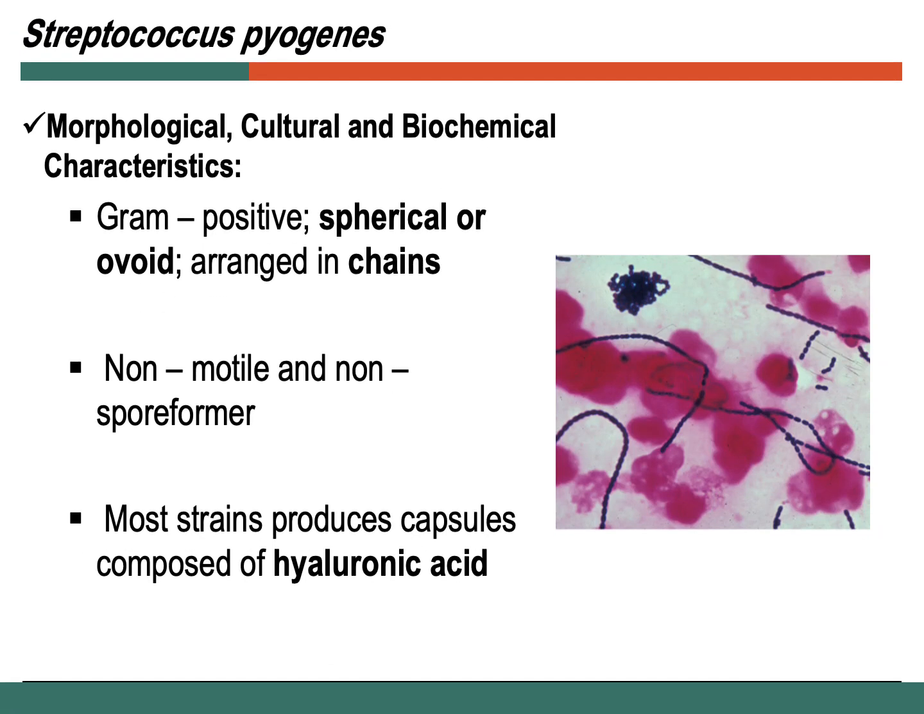So, for cultural and biochemical characteristics, your Streptococcus pyogenes is gram-positive, spherical in shape, and arranged in chain. So, therefore, this is an example of Streptococci. These are non-motile and non-spore former. Most strains produce capsule composed of hyaluronic acid. The hyaluronic acid is a weakly immunogenic protein which prevents opsonization and phagocytosis, and it also masks the antigenic properties.